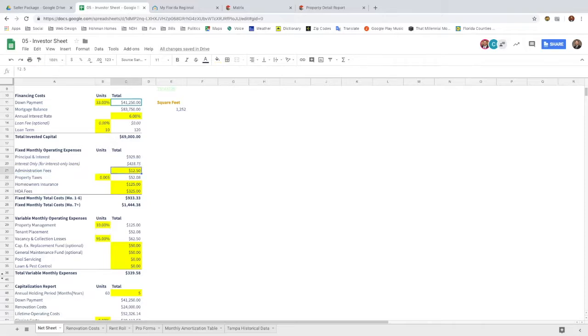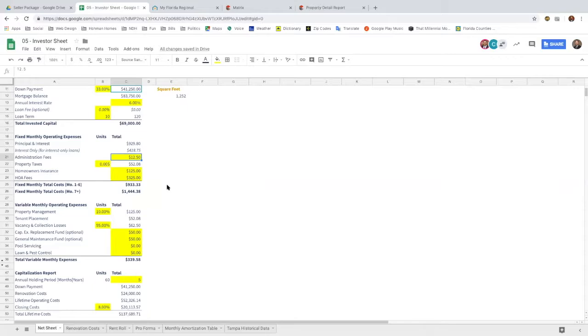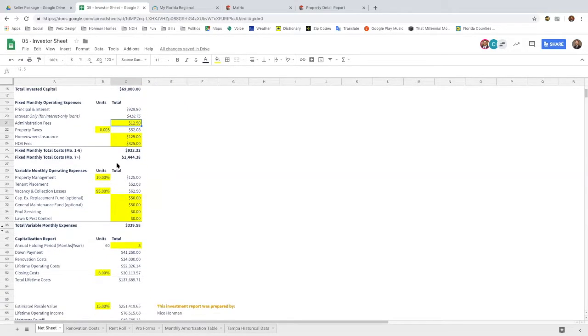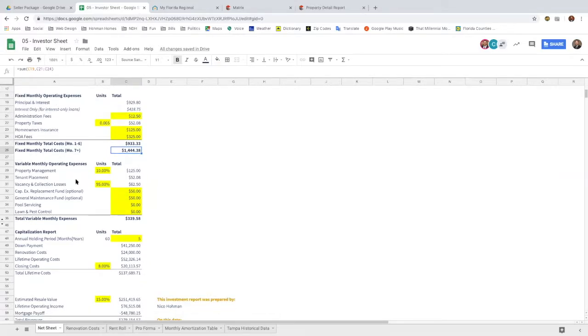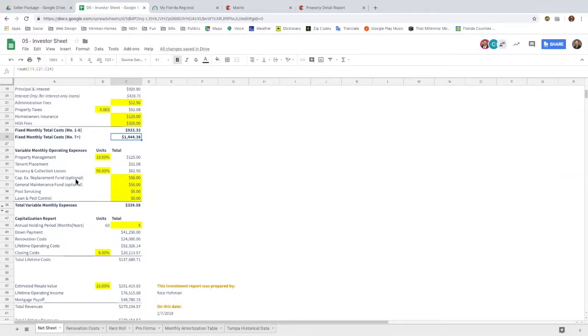The administration fees, that's just that, administration fees that an investor is going to have to pay for to handle paperwork and things like that. So now with that information in hand, we have some fixed costs for the first month, assuming that it was an interest-only loan, and then what we can expect are fixed costs moving forward. That's, again, no matter what, we have a tenant or not, we have to have that information.